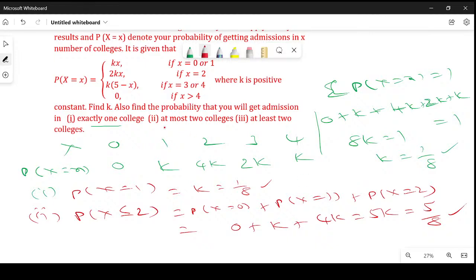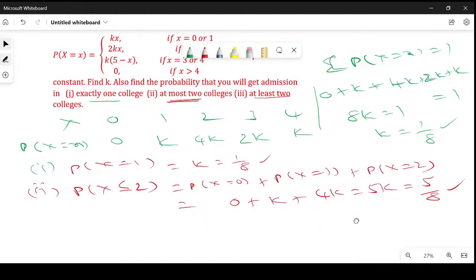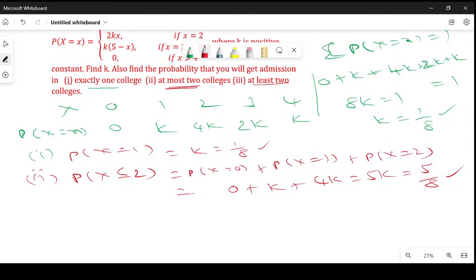Remember, when they are using the word at most, it means x less than or equal to 2, maximum 2. Now you can see the opposite, at least 2, minimum 2. So I am doing the third problem now. Minimum 2 means P of x greater than or equal to 2. This means at least 2.